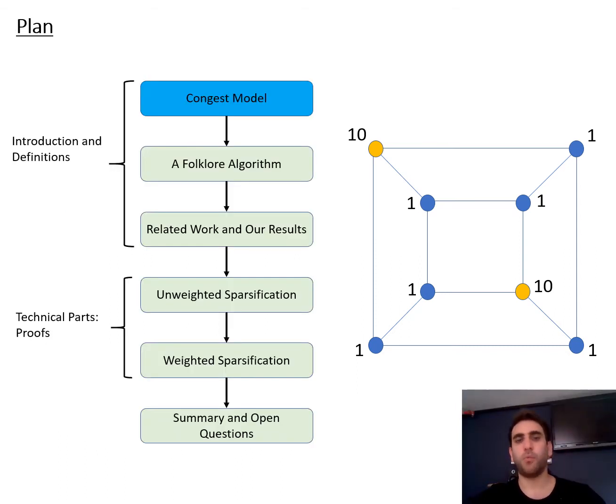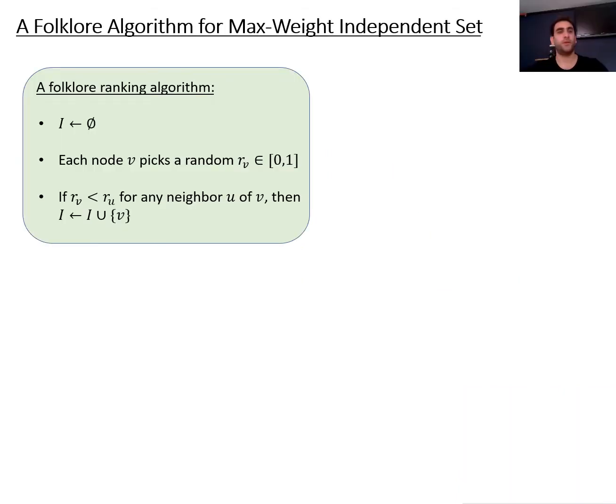Okay, so now let me tell you about a very simple folklore ranking algorithm for maximum weight independent set in the CONGEST model. In this algorithm, we construct an independent set I as follows. We start by initiating I to be the empty set, and then each node V picks a random number Rv in the set of real numbers from 0 to 1. And we say that Rv is the rank of V.